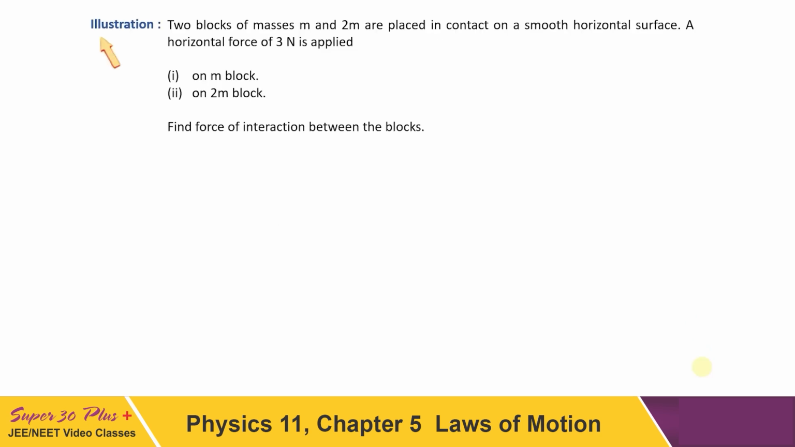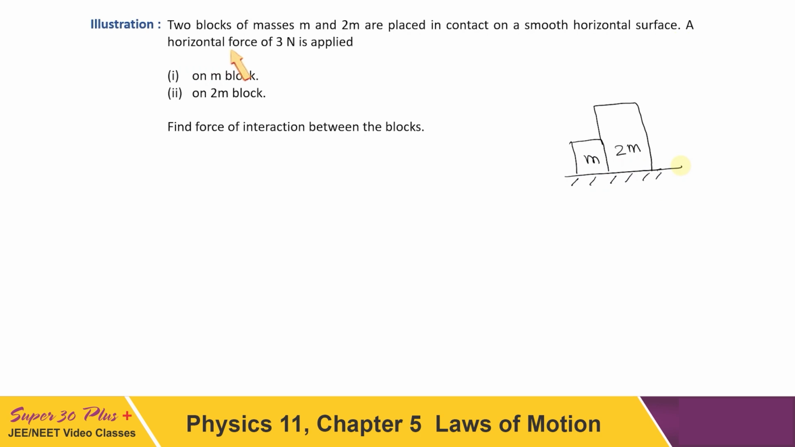One more illustration is there. Two blocks of masses m and 2m are placed in contact on a smooth horizontal surface. Let me first draw the situation. This is m, and in contact with it another block, let this be having mass 2m. These two are in contact on a smooth horizontal surface. Till now we have not learned about friction, so always the surface we have to take as smooth only.